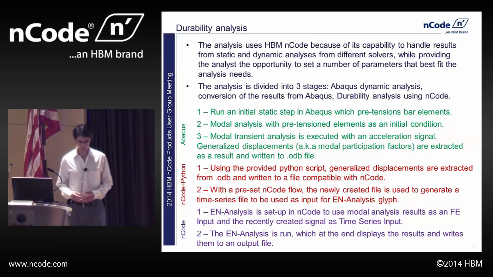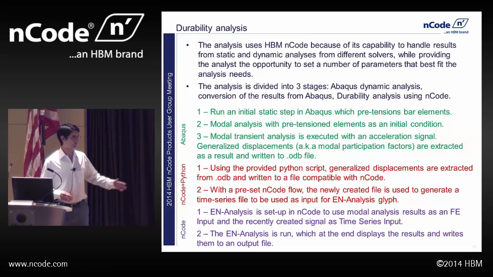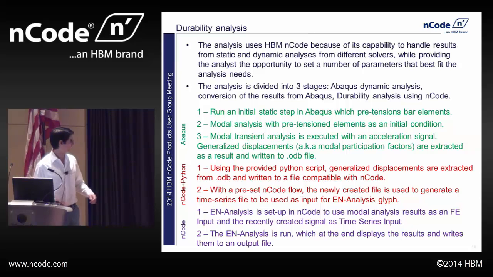What I found when developing this process was that there was not a straightforward glyph or a flow to do this embedded in the software. But I also want to highlight the support that we got from HBM, because they gave us a custom script to translate these ODB files to a format that nCode can read. It's .guf. So with that Python script, you can get the results running in nCode. So that's the first part of the red letters in there. Using the provided Python script, you generate the file that you want to use in nCode. And after that, you want to convert that file into a time series that you can input to the analysis for fatigue.